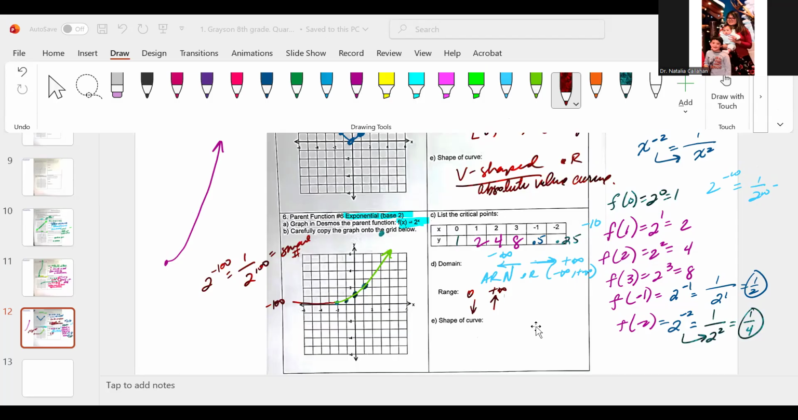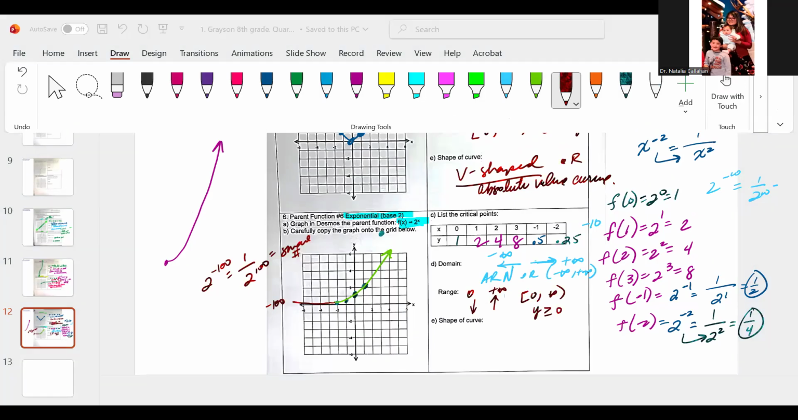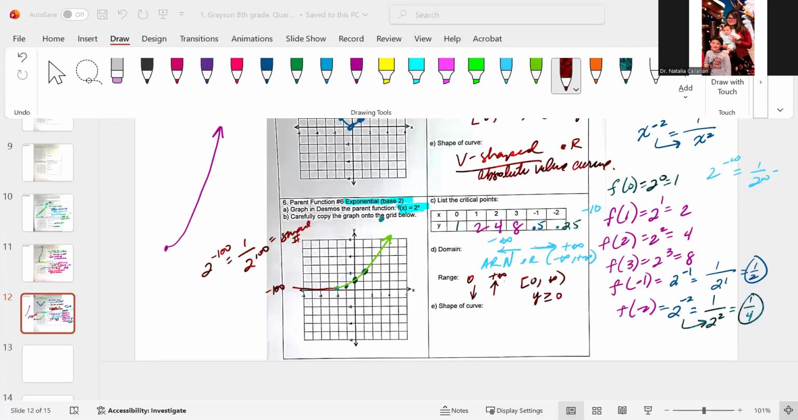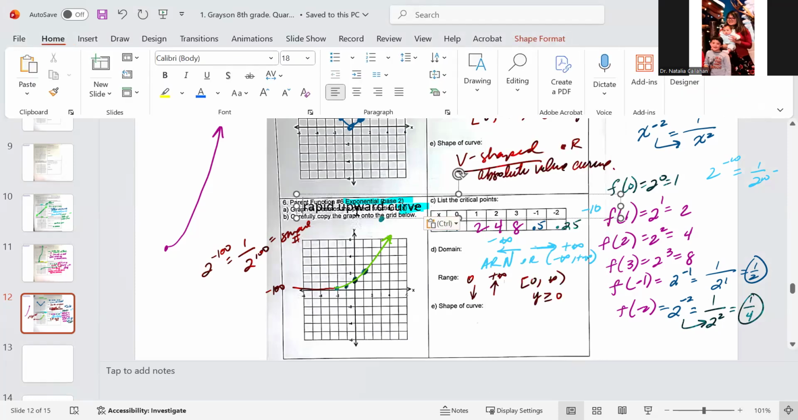All right. So your range is going to be from 0 to positive infinity, or y is greater than or equal to 0. What's the shape of the curve? How would you describe the curve? It's not an L. No. It's a rapid upward curve. Rapid as in it goes up really quickly. Does that make sense? So rapid upward curve. And that's it.